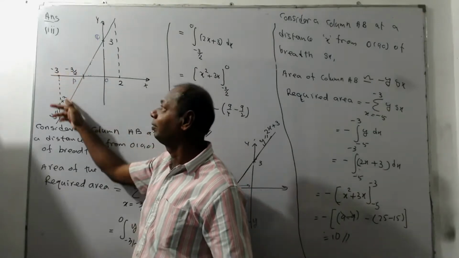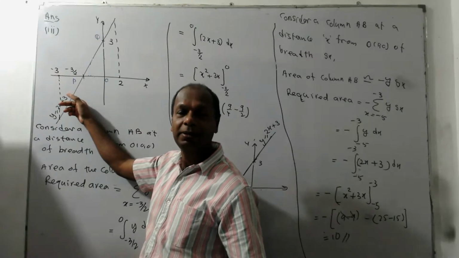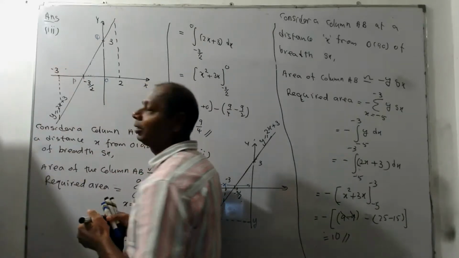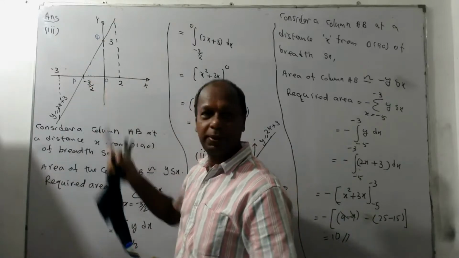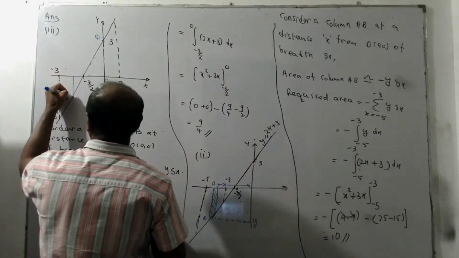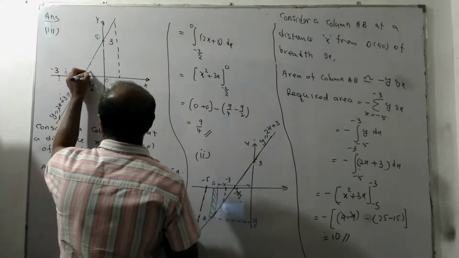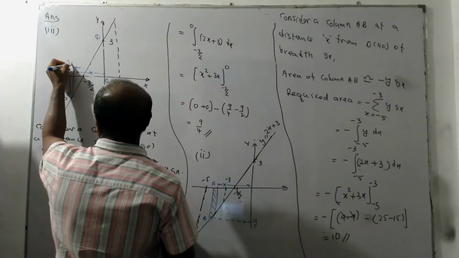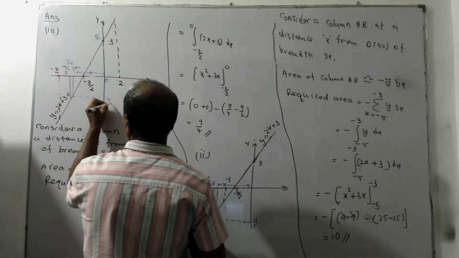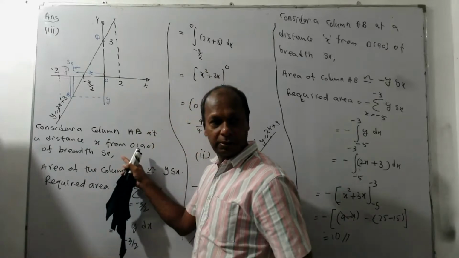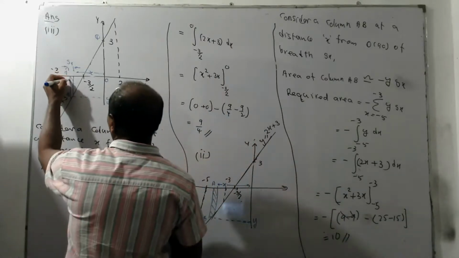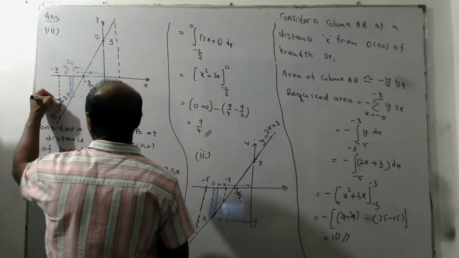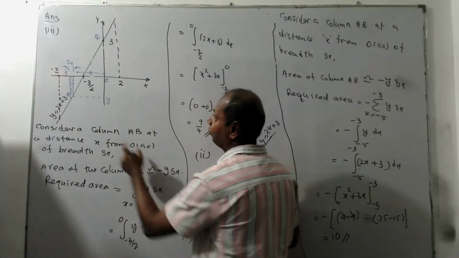So in this section, when you take the column area, you will have to write minus y delta x, as x goes from minus 3 to minus 3 over 2. We have to take two columns. Let me explain with one. Take column AB at a distance x of width delta x. Say this height is y. But when you find the area of this column in this section, y is below the x-axis. So y is negative. So you have to write minus for this part, right?